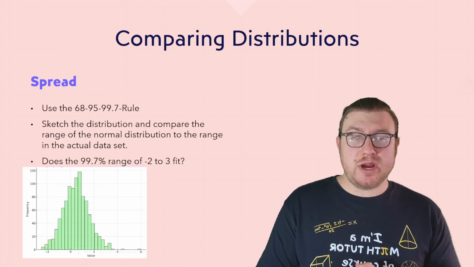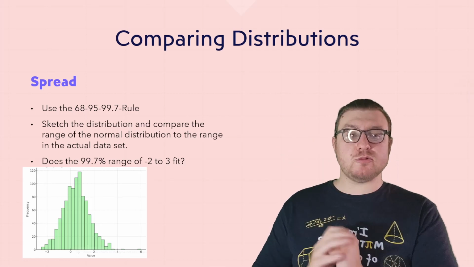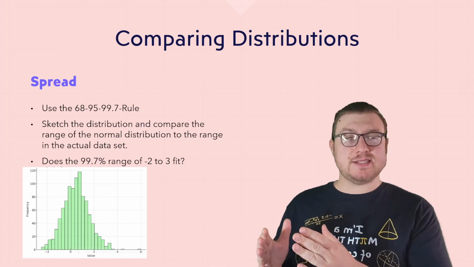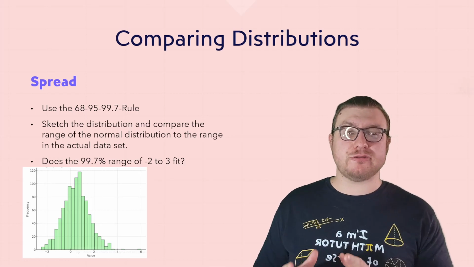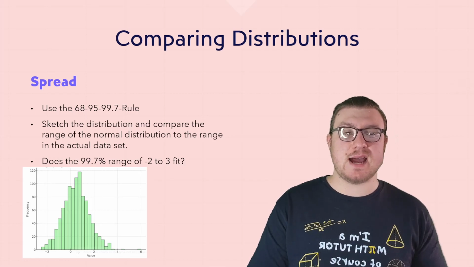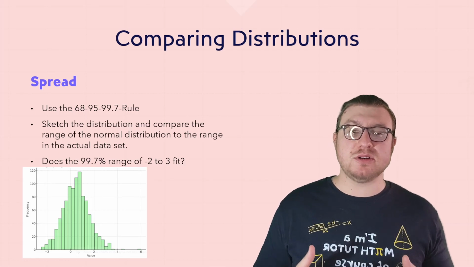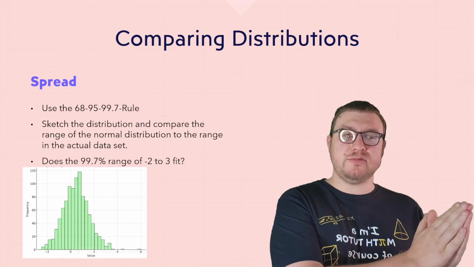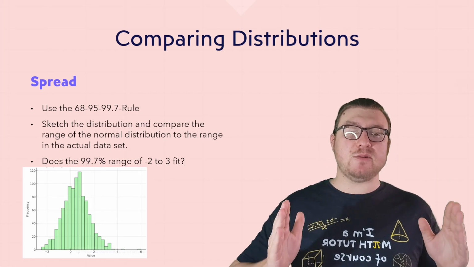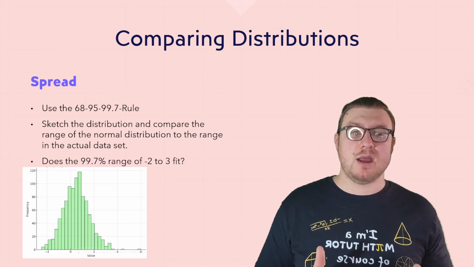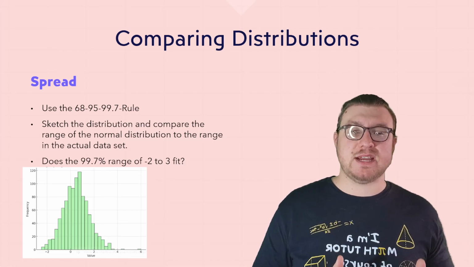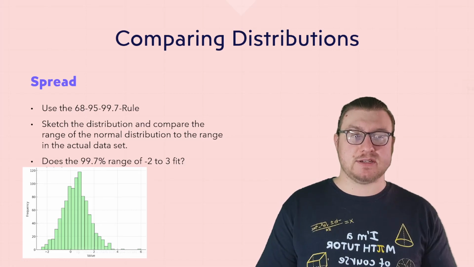Let's talk about the spread. Well, we're going to use that rule that we've just looked at. 68 is not going to be the one that we want to focus on, but 95 and 99.7. So what we're going to do is sketch the normal distribution, put our standard deviation on both sides, and find what that range is. Yeah, for the 95% or the 99.7%.